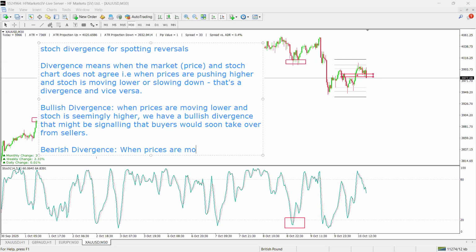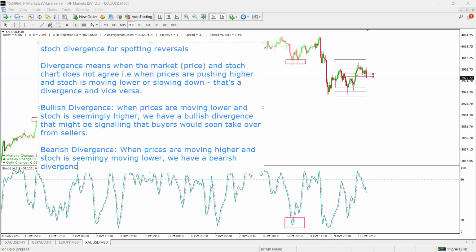When prices now are moving higher and stock is seemingly moving lower, we have a bearish divergence that might be signaling that sellers would soon take over from buyers. Now, the reason why we're using "might" is because it's not sure.